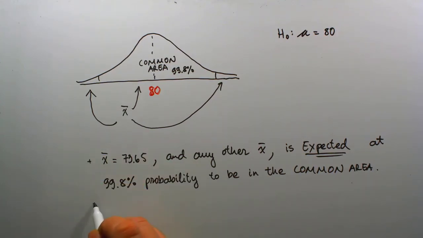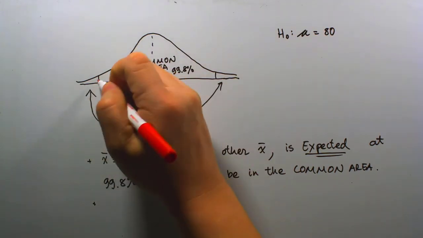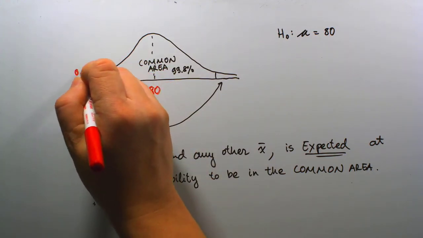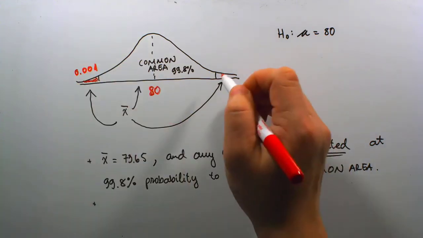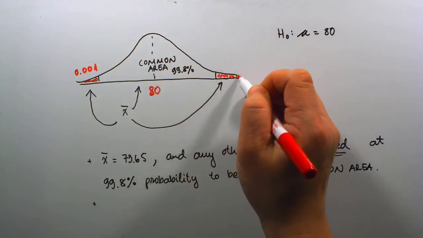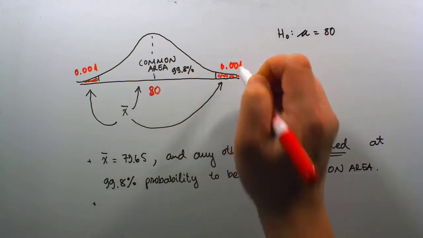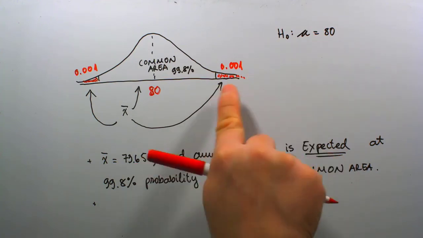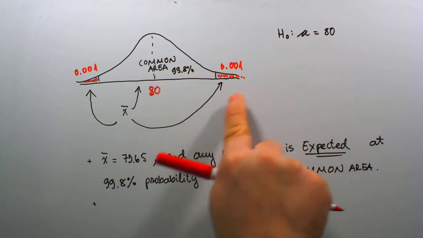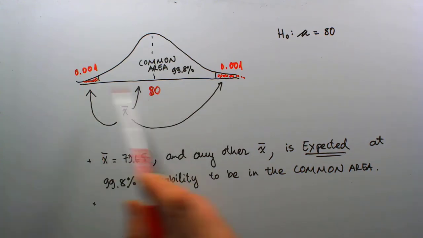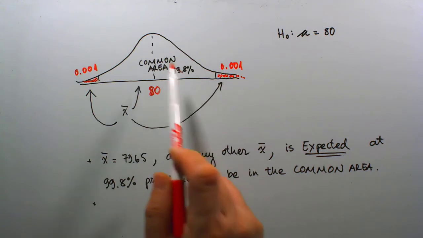Another way of saying it is that the sample we picked has only a 0.001 chance of being out in this red area. Or if we find another sample that is higher than this claim, it only has a 0.001 chance to be above, in this unlikely area to the right-hand side of the common area. So we shouldn't expect our sample to be anywhere outside of the common area, because the common area already accepted such a high chance.